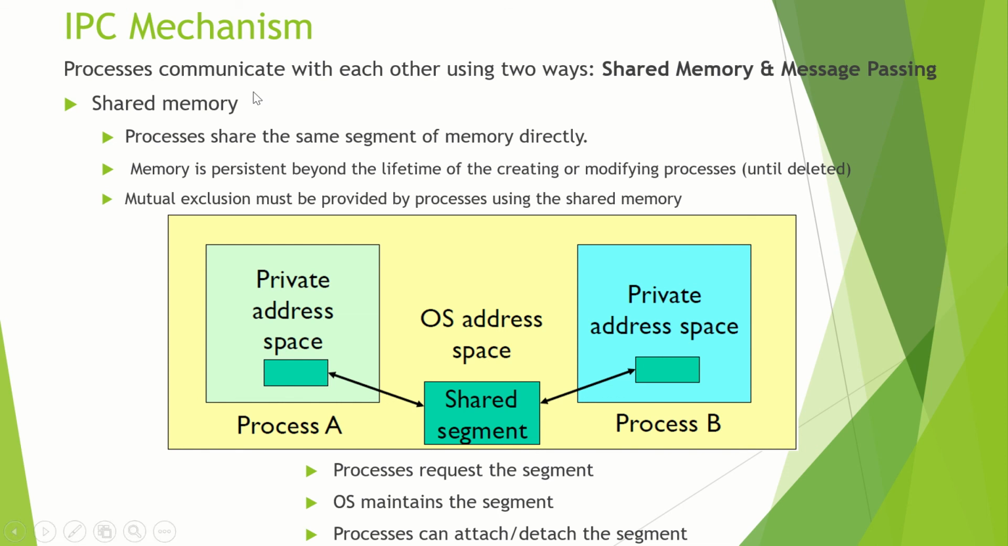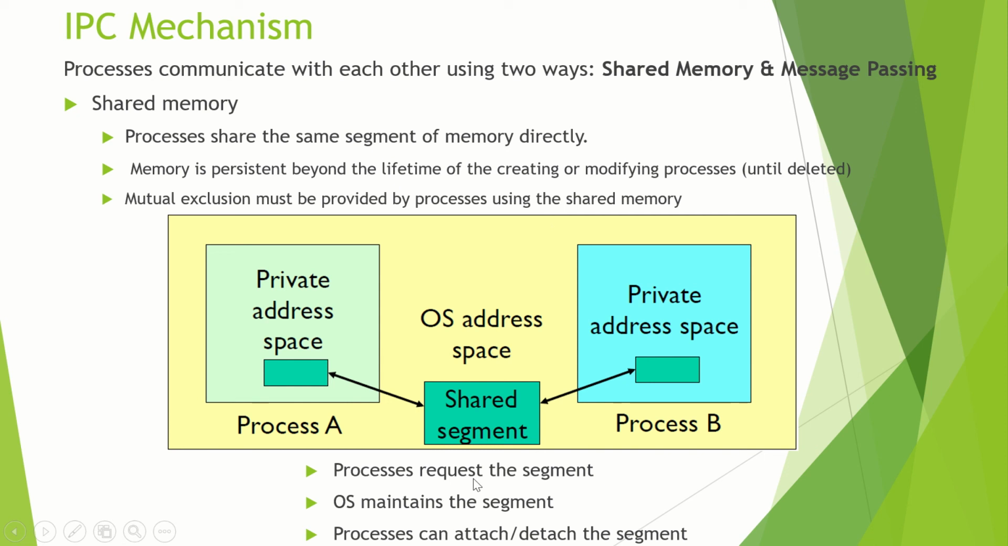With IPC mechanisms, processes communicate with each other in two ways: shared memory and message passing. In shared memory, processes share the same segment of memory directly. The memory is persistent beyond the lifetime of the creating or modifying processes until deleted. As long as the memory is there and the power is up, the shared segment will still be there. Mutual exclusion must be provided by the process using the shared memory.